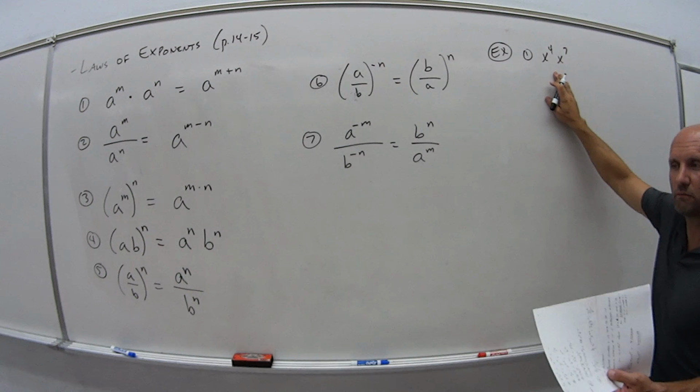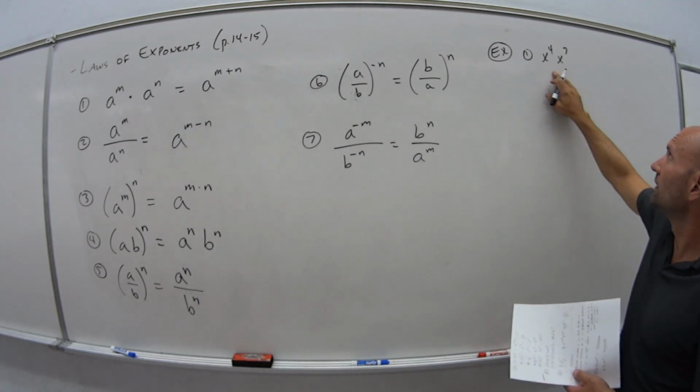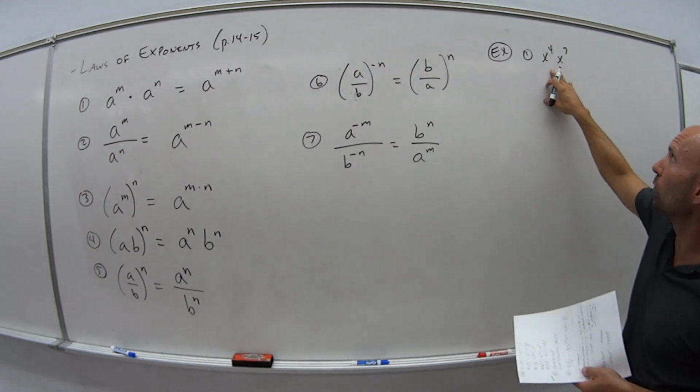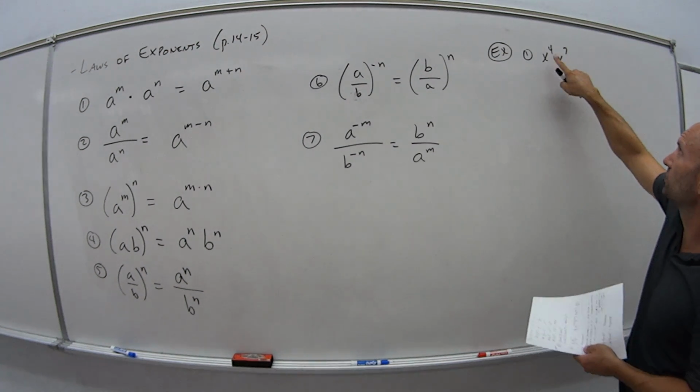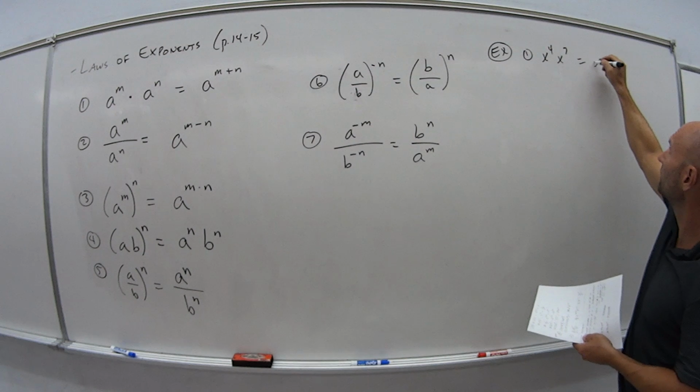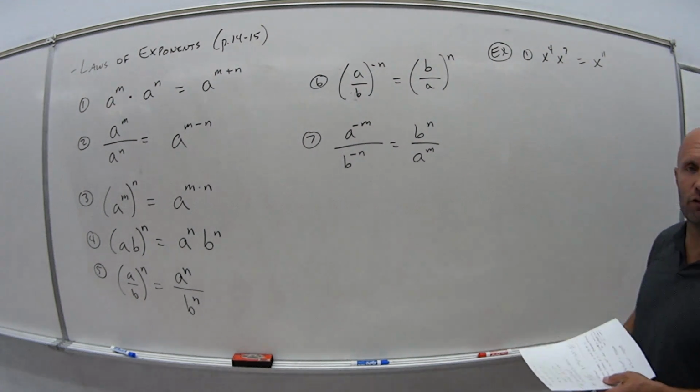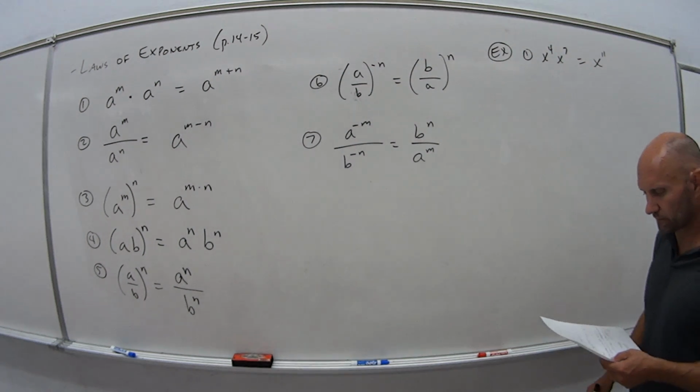So hit pause. If you did and you're back already, great. This is law number 1. I have the same base, x, so I want to add the exponents. 4 plus 7 is 11. So this is x to the 11th power.